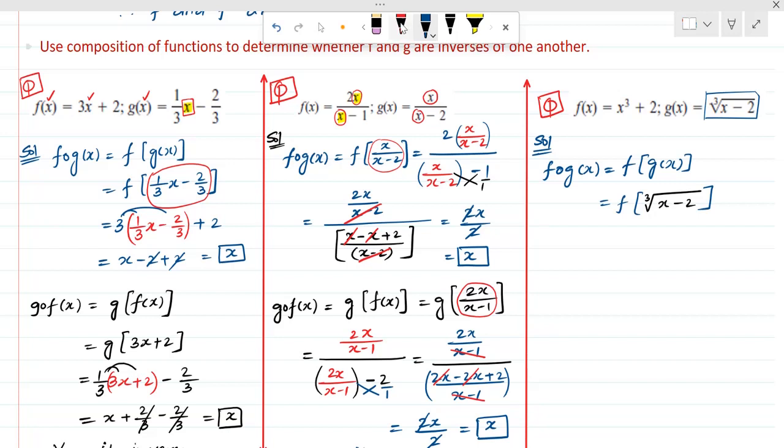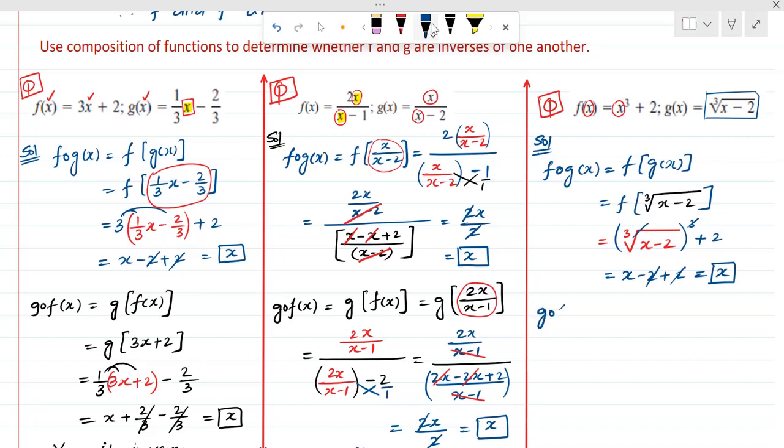This is done. Now let us go with the f. Wherever x is there, I have to replace x in x to the power 3 plus 2. So I write it here. Cube root of x minus 2, whole to the power 3 plus 2. This is the x value. Now if you simplify this one, cube root and cube get cancelled, you will have x minus 2 plus 2. Minus 2 plus 2 get cancelled. The answer will be x.